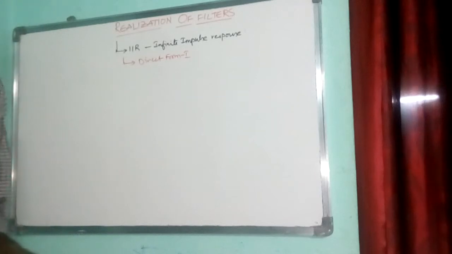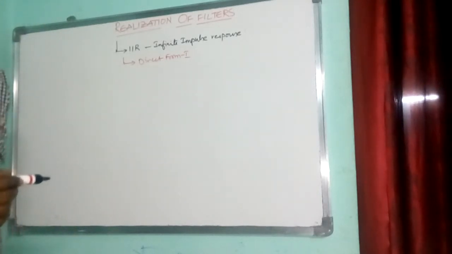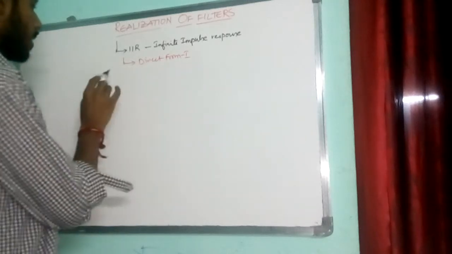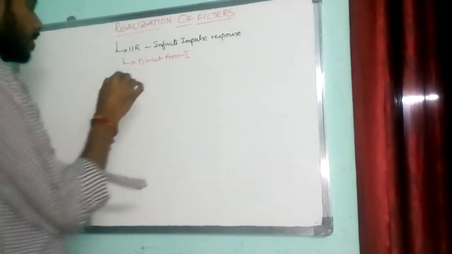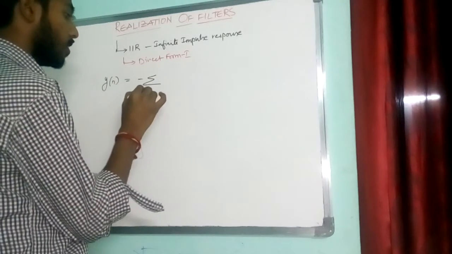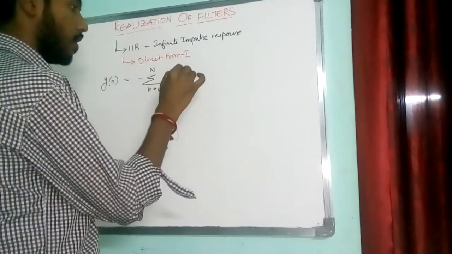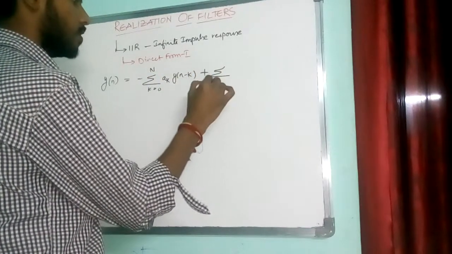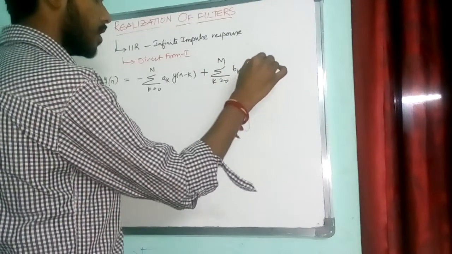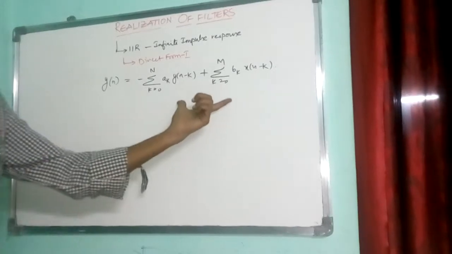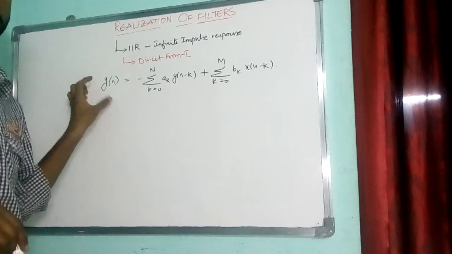Whenever we write the output equation for a filter, it looks like y of n equals summation k equal to 0 to n, ak y of n minus k, plus summation k equal to 0 to m, bk x of n minus k. It is the summation of both shifted inputs and shifted outputs. This is my output response.